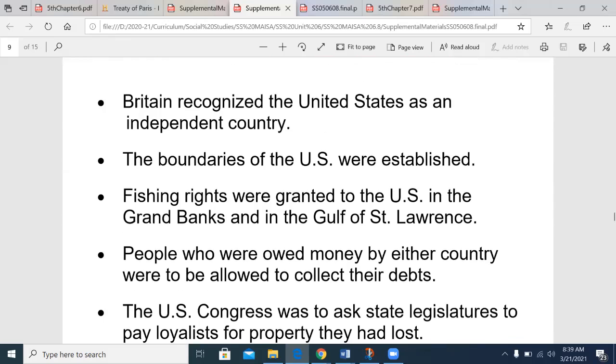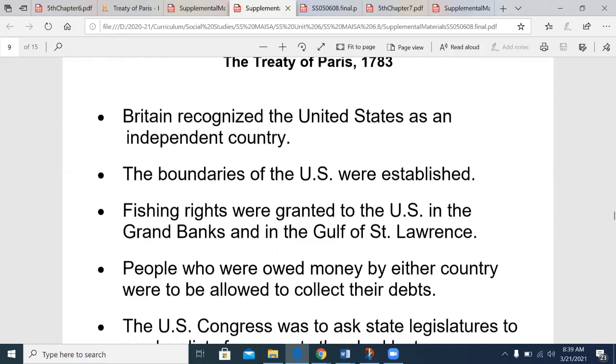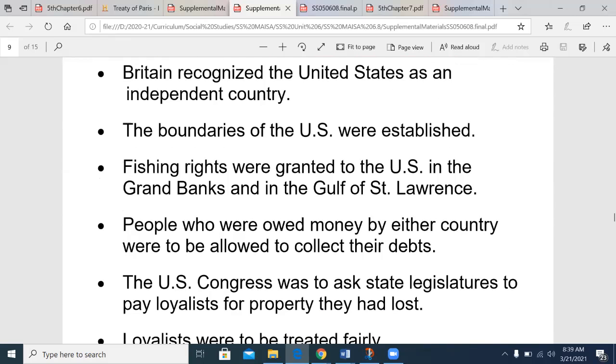All right, some of the key things from the Treaty of Paris. Britain recognized the United States as an independent country. The boundaries of the United States were established, as you saw yesterday and today. It stretched all the way to the Mississippi River, south down to the line with Florida, and also into New Orleans, up until pretty close to the current border between us and Canada.